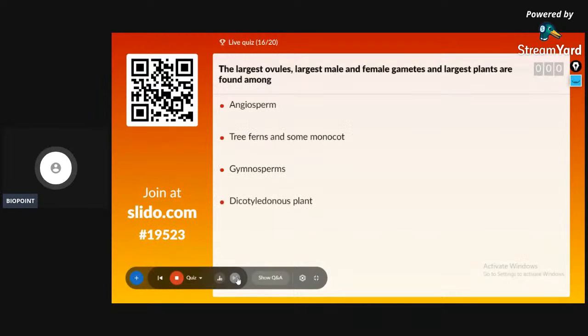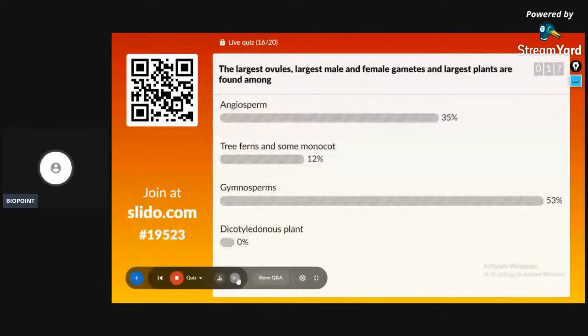The largest ovules, largest male and female gamete, and largest plants are found among angiosperms, tree ferns and some monocots, gymnosperms, dicotyledonous plants. Let's have the correct answer for the question. Largest ovule, largest male and female plant among gymnosperms. That is the answer for the question. 17th question on the screen.